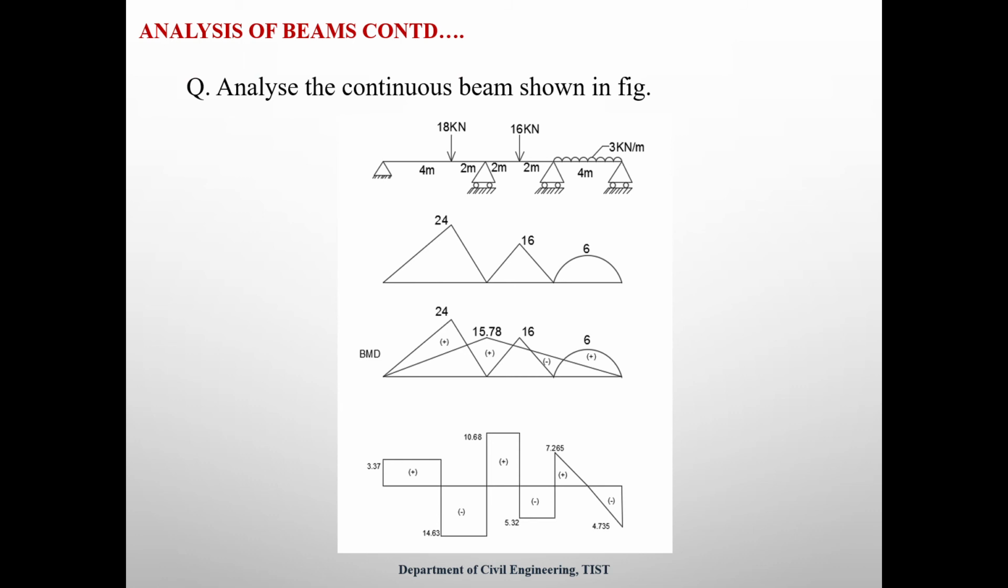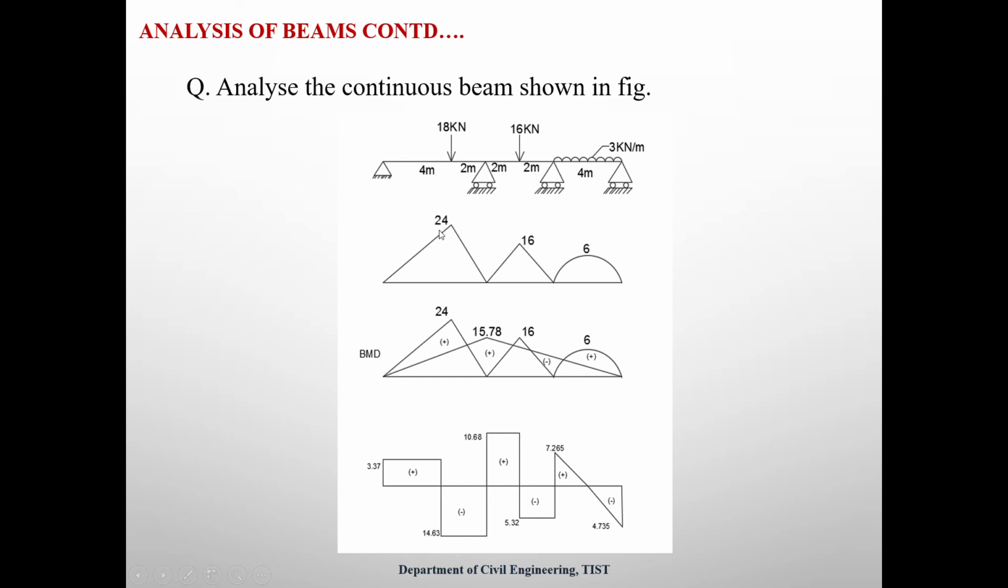And moving on to the next problem, analyze the continuous beam shown in the figure. This is the beam. The loads are 18 kilonewton, 16 kilonewton and 3 kilonewton per meter over a span of 4 meters. Then, as I said, the first step is the free bending moment diagram.